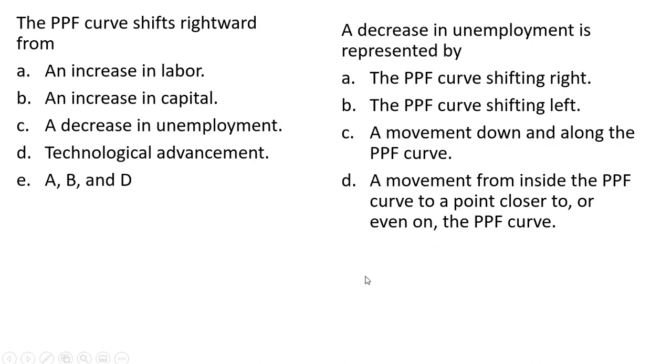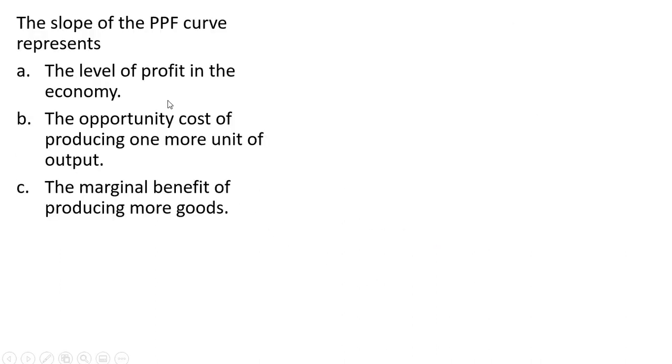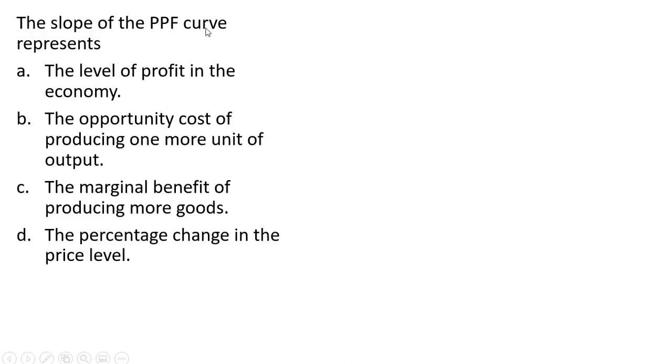The slope of the PPF curve represents A is incorrect. B, the opportunity cost of producing one more unit of output. That is true. And the rest of these are incorrect. So answer choice B here is what the slope of the PPF curve is representing, the opportunity cost of producing one more unit of a good.